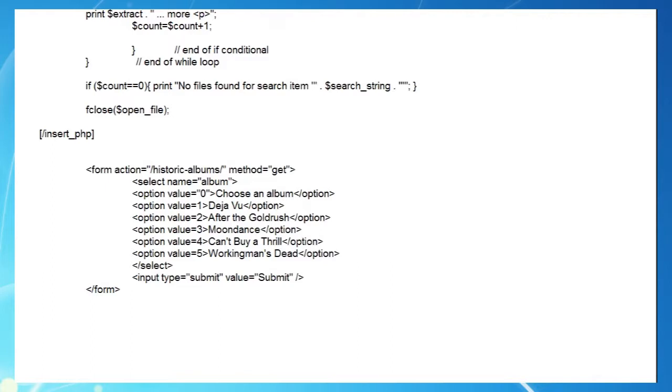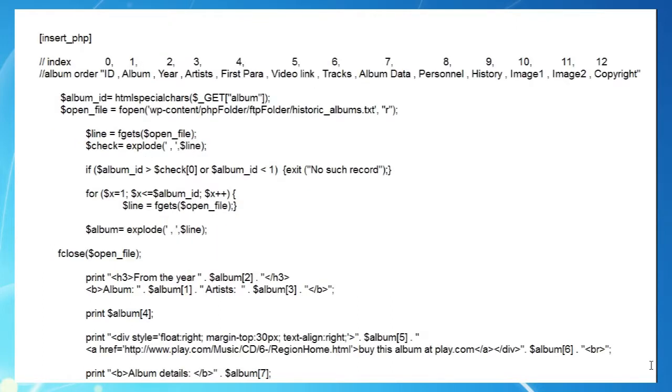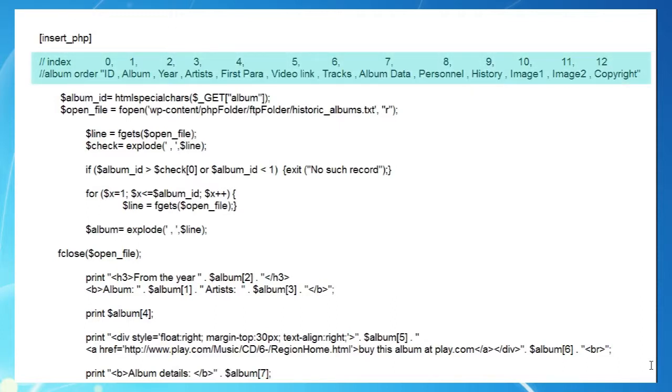We'll look at the historic albums page a little bit more closely, although in fact it's still pretty similar to the others we've made. At the top of the page we put a reference showing each element of our array so we can check to see what the PHP is doing a little easier.